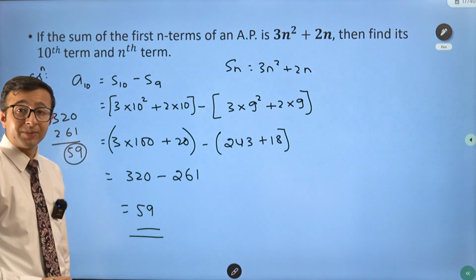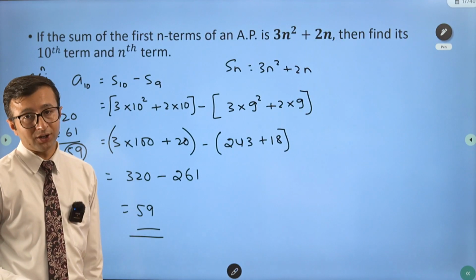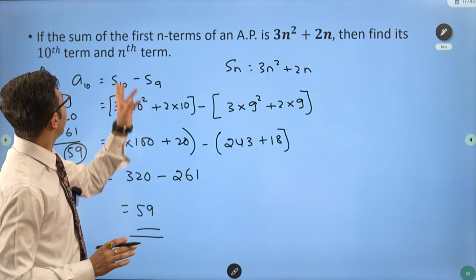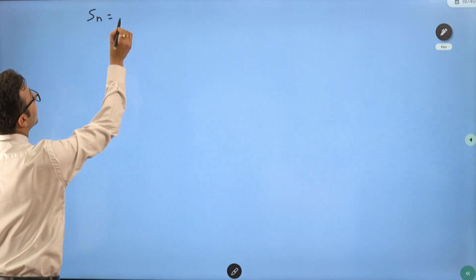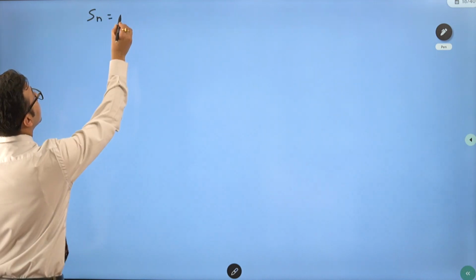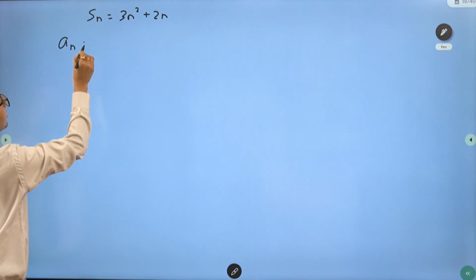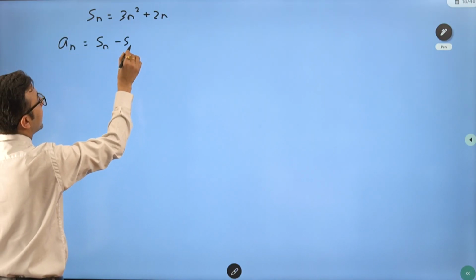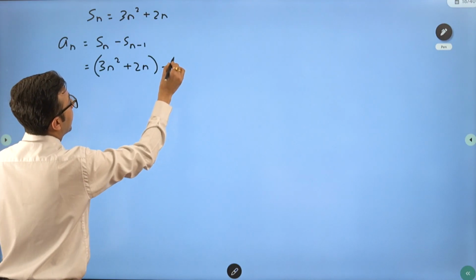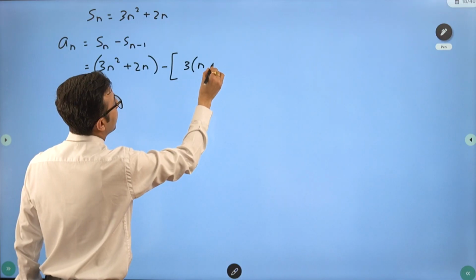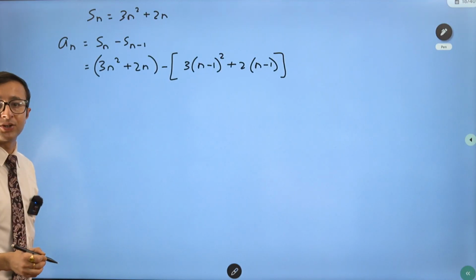What is that 59? This 59 is actually the 10th term of this AP when the sum of the n terms is given to us. The second part is the nth term. To find the nth term, look here, Sn is equal to 3n square plus 2n. You are supposed to find an. So the formula for an is Sn minus Sn minus 1. So Sn is 3n square plus 2n, minus Sn minus 1, which is 3 times n minus 1 whole square plus 2 multiplied by n minus 1. So only that n should be replaced with n minus 1.